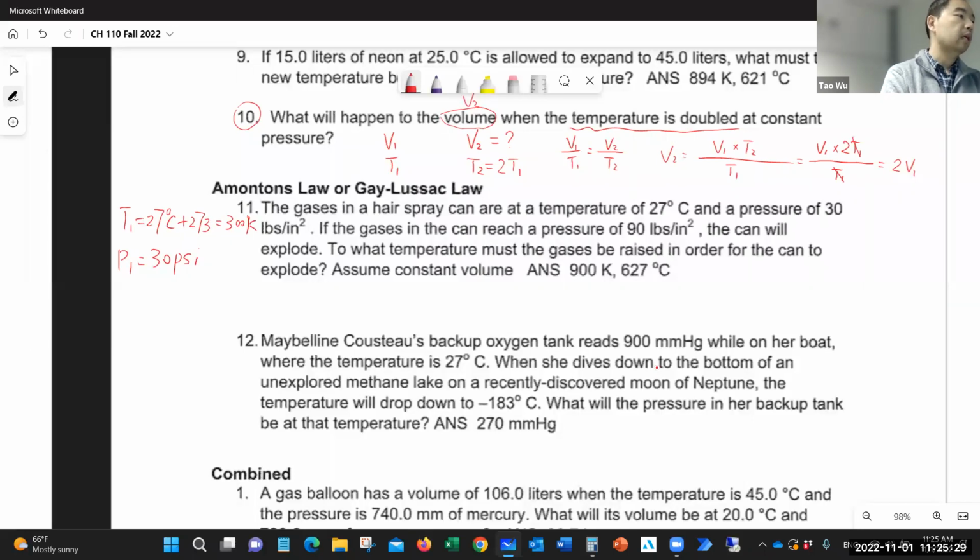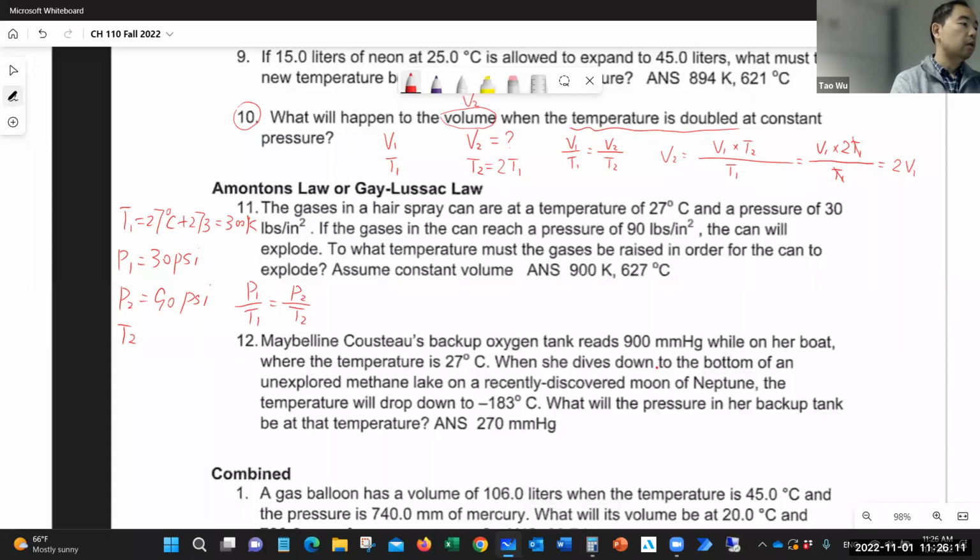So when you do the gas law, the pressure and the volume are not required to be in any particular unit, but the temperature has to be in Kelvin. For the pressure, if both pressures are the same unit, then that's okay. So P2 will be 90 psi, pound per square inch, and they're asking for what is T2. So P1 divided by T1 equals P2 divided by T2.